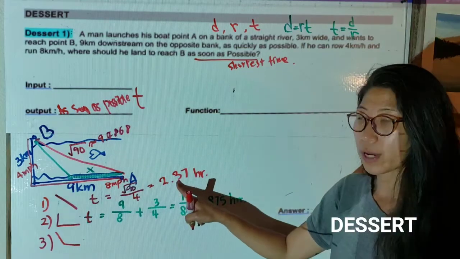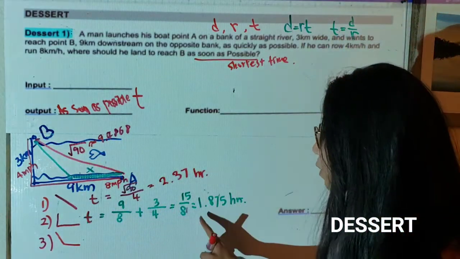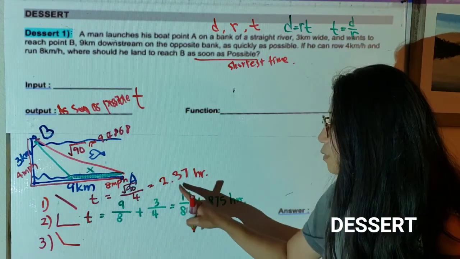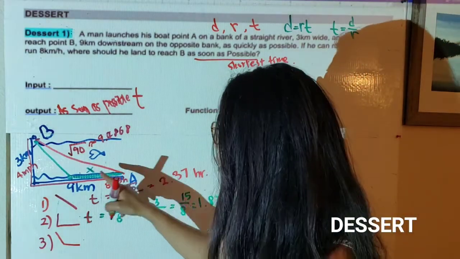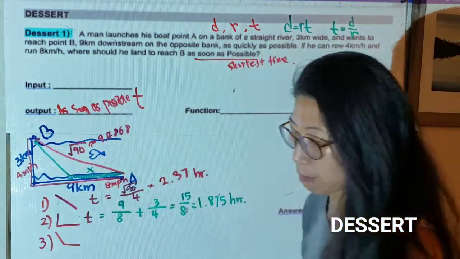It's a lot longer, right? So if you go this way, definitely I'm not going to go that way. This one takes 1.875 hours and this one takes 2.37 hours. Then is there any point where he can land so that he can get there faster?